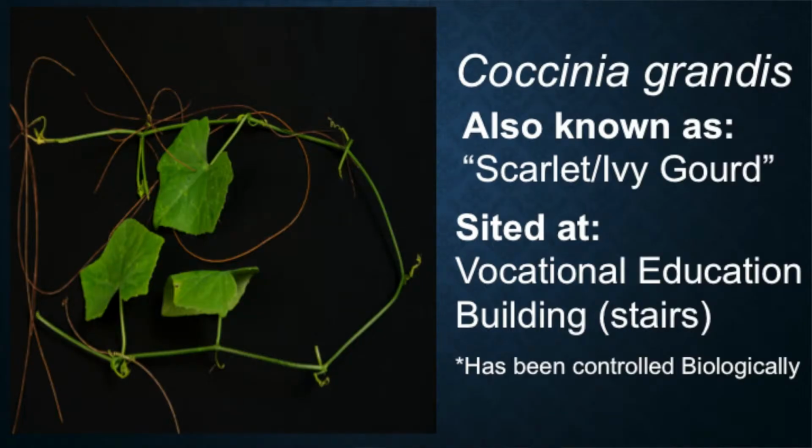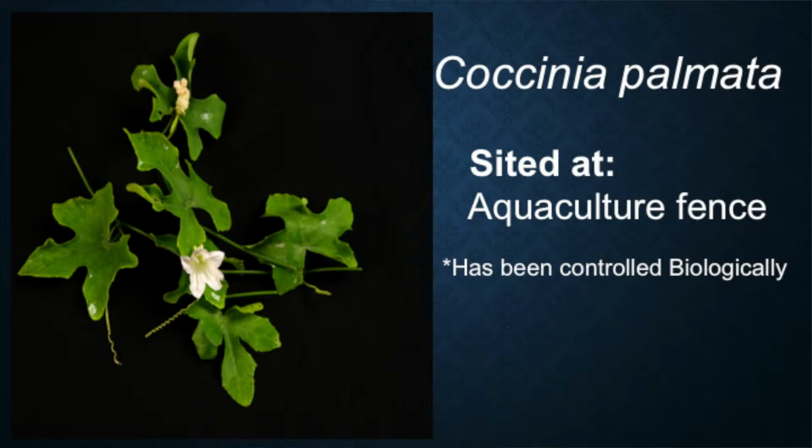We have the first plant, Coccinea grandis, also known as the scarlet or ivy gourd, and we found this plant at the Vocational Education Building. It has been controlled biologically. The second plant is Coccinea palmata. We found this at the aquaculture building, and it has been controlled biologically.